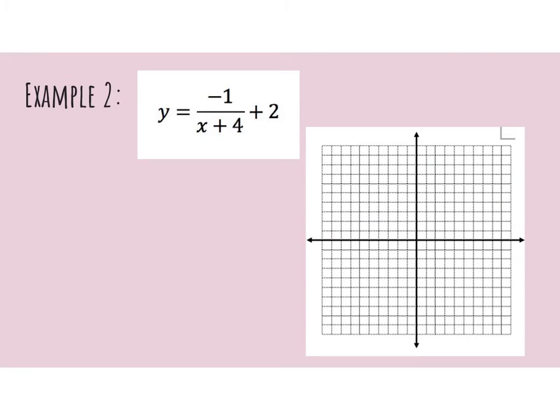Let's do this one more time with a different function and see what we can figure out. Again, we're going to start by looking at that denominator. The function tells me how the graph is going to be shifted. This graph is going to be horizontally shifted to the left by 4. That's going to give me the location of my vertical asymptote. Again, I'm going to use the highlighter and label that.